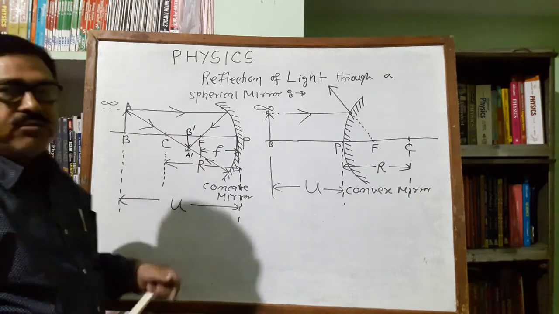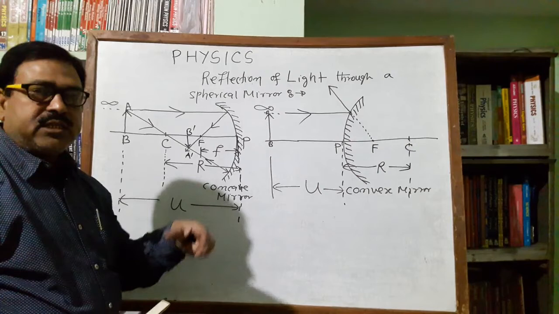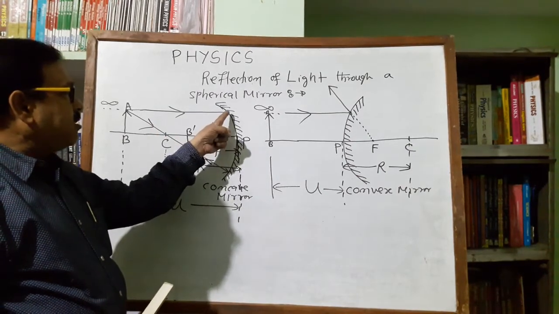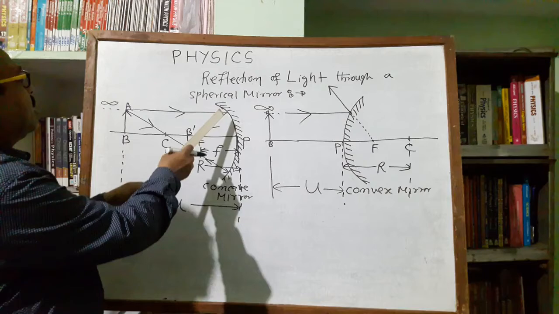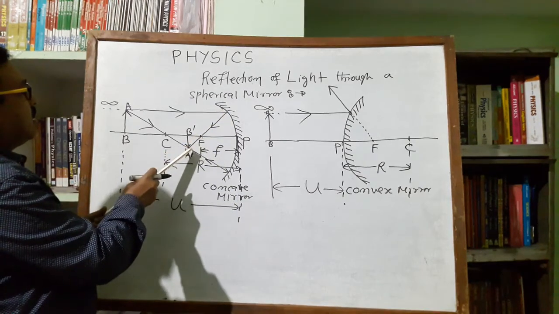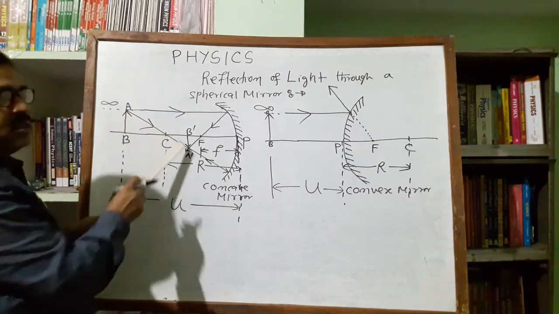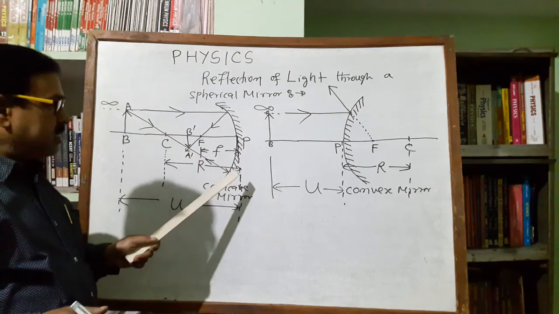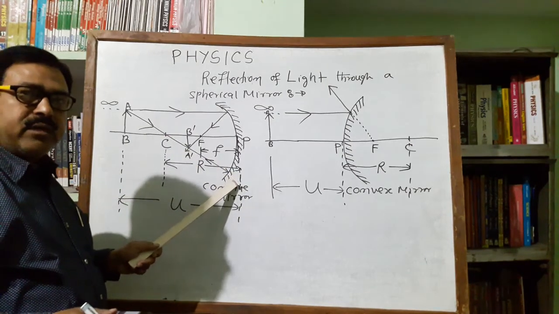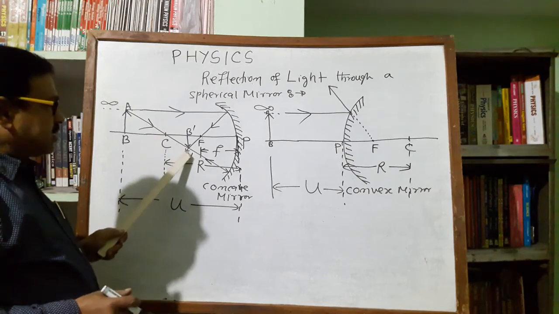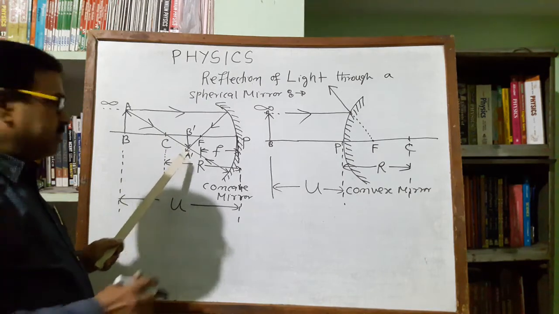So how is the image formed? By retracing the path, the light is incident on any one point of the concave mirror, then passes through the focus and goes down. Another ray passes through the center of curvature, is incident on the lower part of the concave mirror, returns back, retraces the path, and makes a real inverted image.